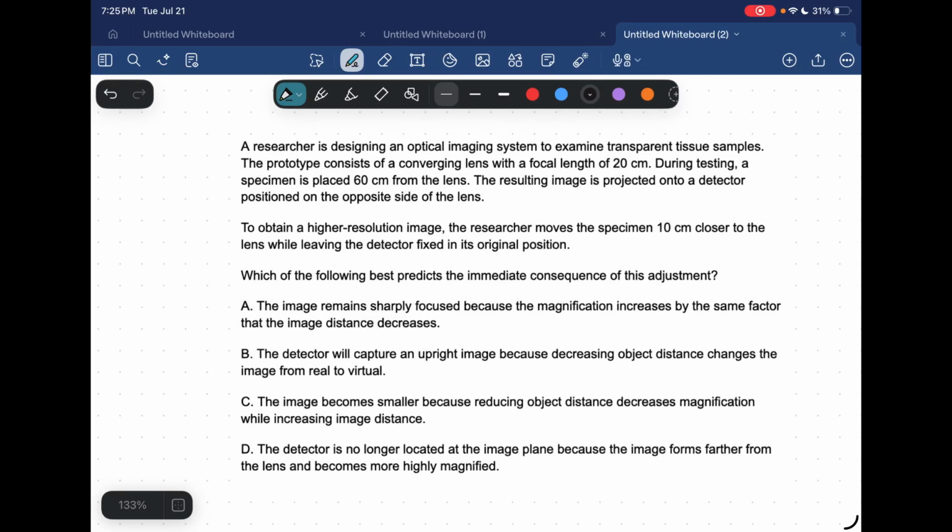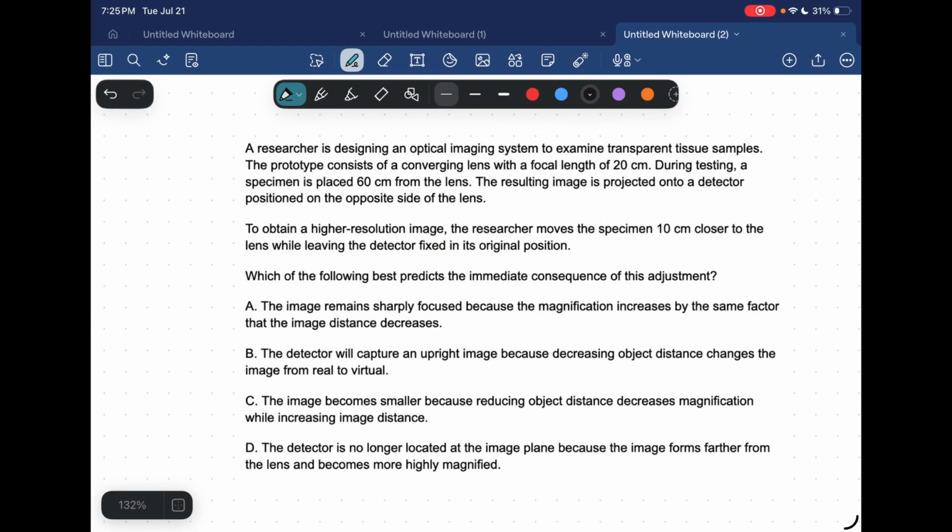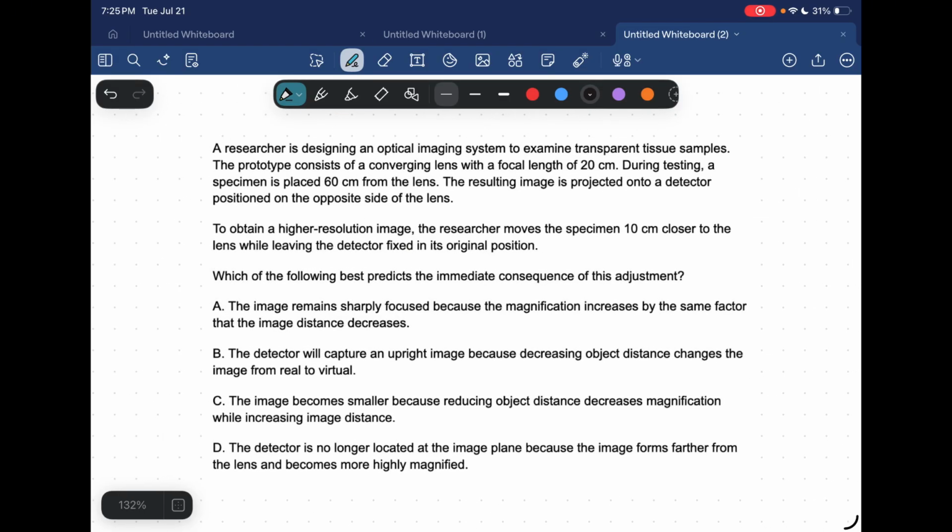All right, so the question reads, a researcher is designing an optical imaging system to examine transparent tissue samples. The prototype consists of a converging lens with a focal length of 20 centimeters. So already we're getting some key information. The value of f, or focal length, is positive 20 centimeters. And how did I get the positive? Well, that's because converging lenses always produce a positive focal length.